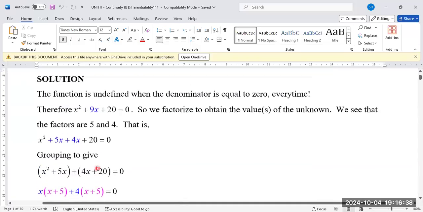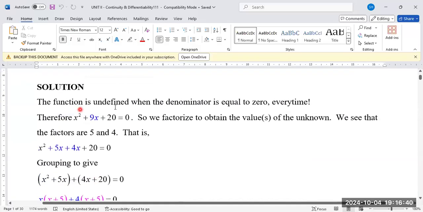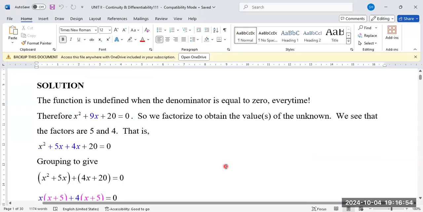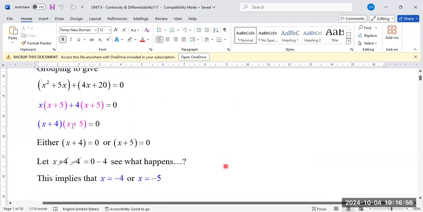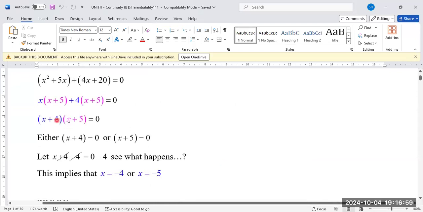Why, sir? Because the question says the function is undefined when the denominator is equal to 0. So I have to set it equal to 0 and solve for the value or values of the unknown. So therefore, either x plus 4 is equal to 0 or x plus 5 equals 0. If x plus 4 is equal to 0, that means x is equal to negative 4. And if x plus 5 equals 0, it means x is going to be equal to negative 5.